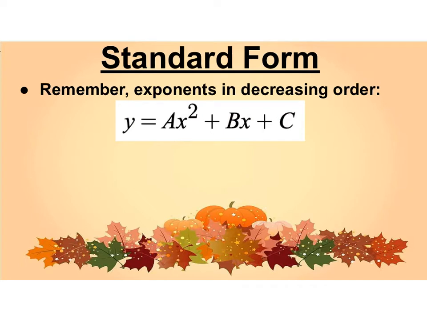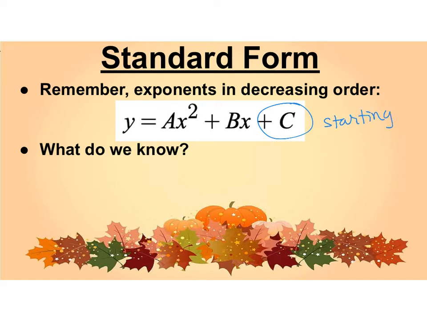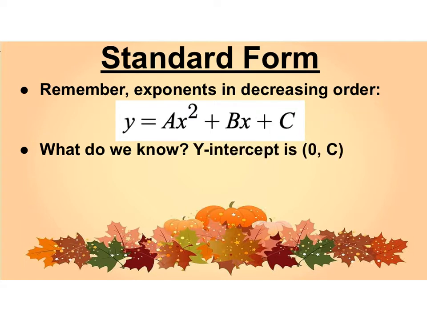Standard form has the exponents in decreasing order. So we have 2, 1, and then x to the 0. What do we know about standard form? Well, this c value at the end, if it's a word problem, is going to be my starting point, which means it's where it crosses the y-axis. So it is my y-intercept. So in standard form, I can just look at it and I can see my y-intercept. Make sure you write it as a point, so it'd be parentheses 0, comma, c value.